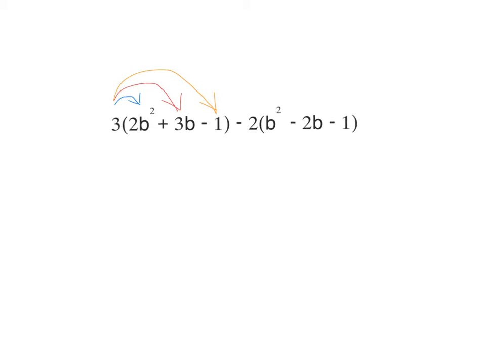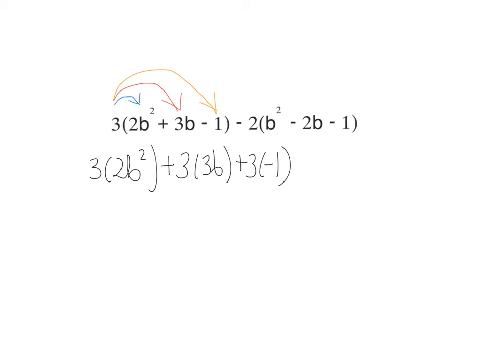Then we have 3 multiplied by 2b squared; the plus 3 is positive. So 3 multiplied by positive 3b is still positive, and then we have 3 multiplied by minus 1. And that's it for this bracket. Let's look at the other one.